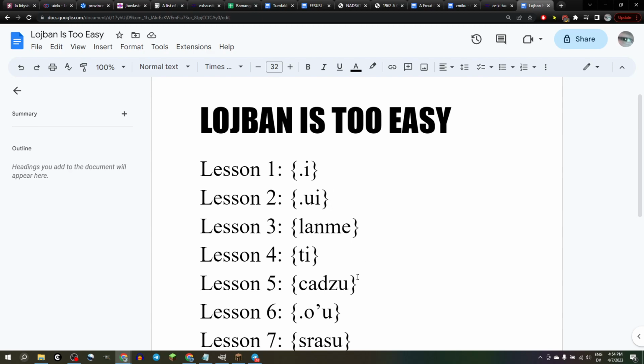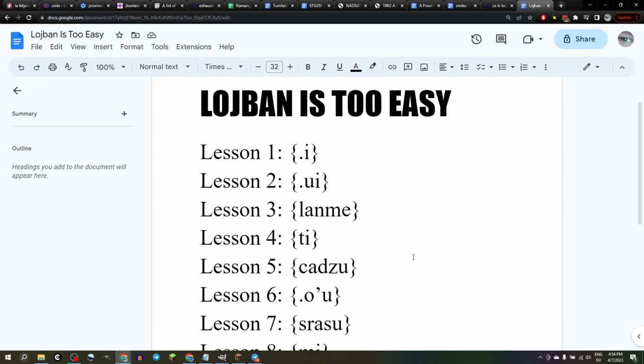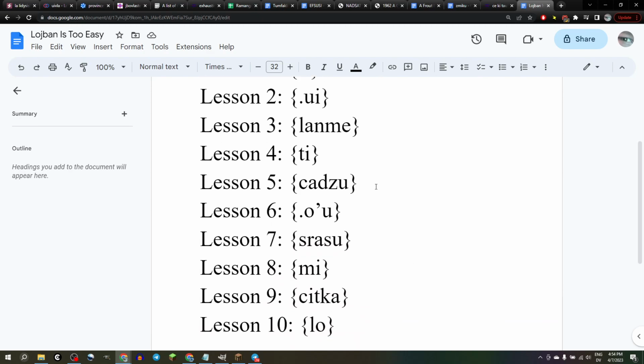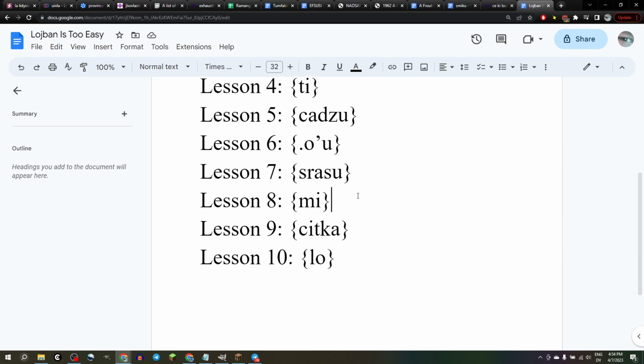Lanme is a verb meaning sheep. Ti is a totally optional pronoun for the thing you're pointing at. Shadsu means to walk on something with some limbs. Ohu means I feel relaxed about this. Srasu means grass. Mi is me, I mean the person speaking. Mi is the person currently speaking. Shitka means to eat something.